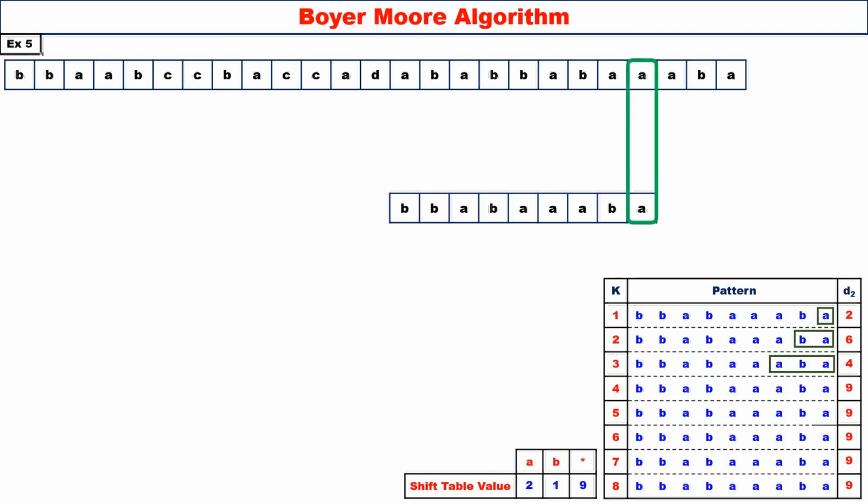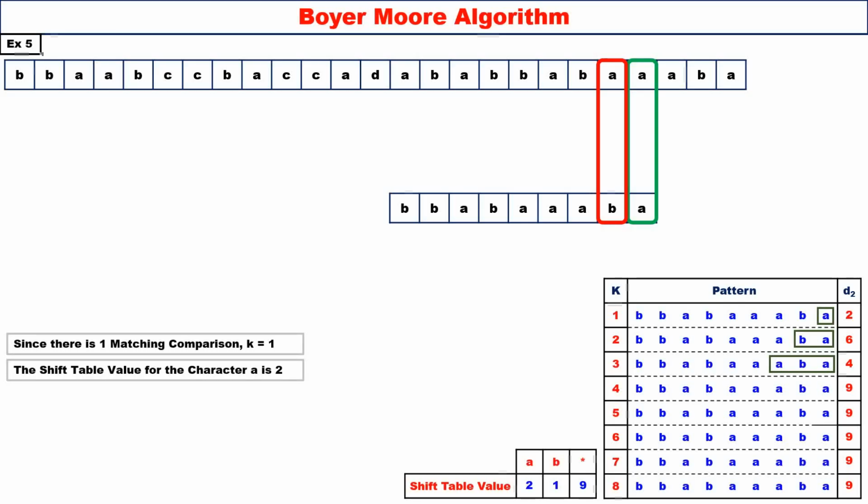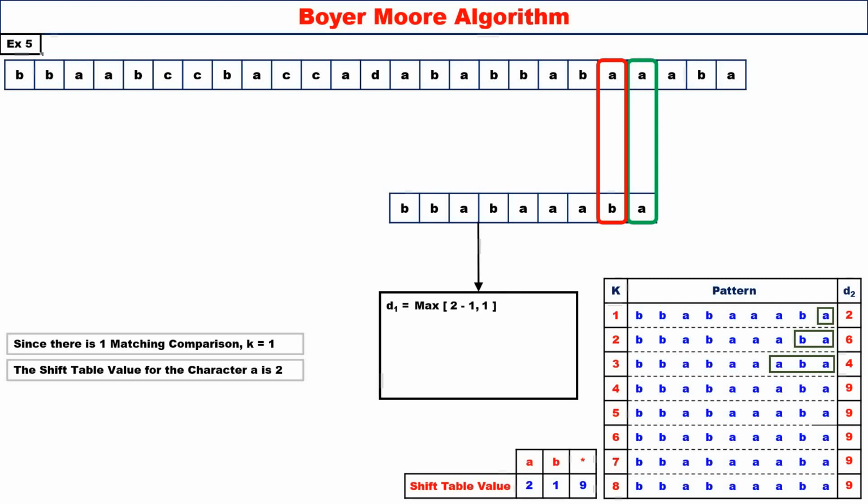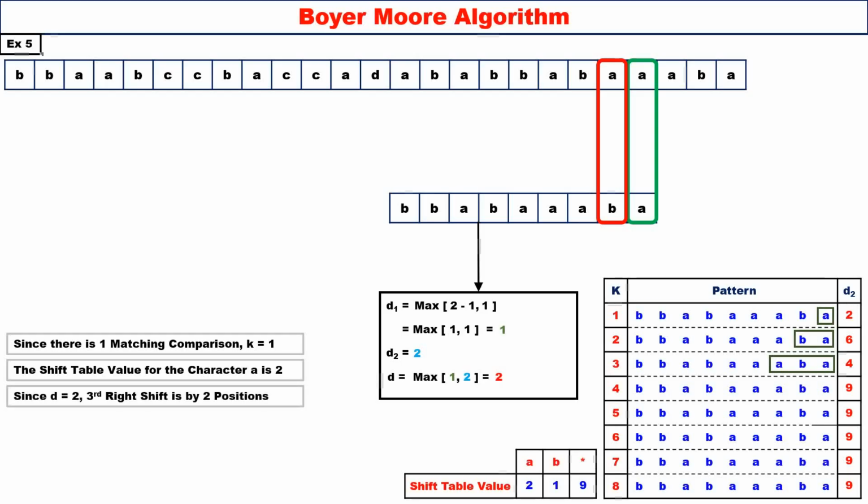Again, let us do the comparison. A and A matching, B and A mismatch. Therefore, K is equal to 1. Shiftable value for A is 2. So D1 is equal to 2 minus 1 and 1, that is 1. D2 for K is equal to 1 is 2. So now D is equal to the maximum of 1 and 2, that is 2. So third shift is by 2 positions.